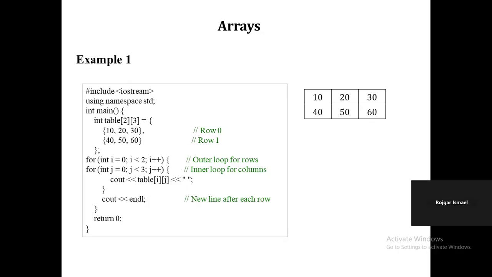So imagine you have a table in this form. This is your table. Sorry, imagine this is your table. Okay. You have a table consisting of 2 rows and 3 columns. How can you describe it here?